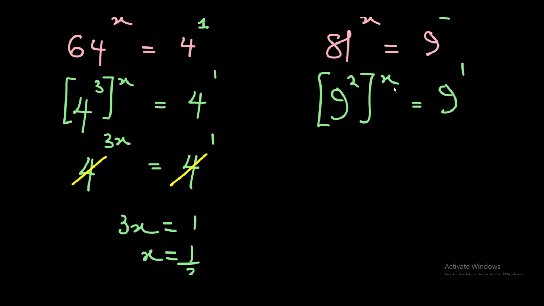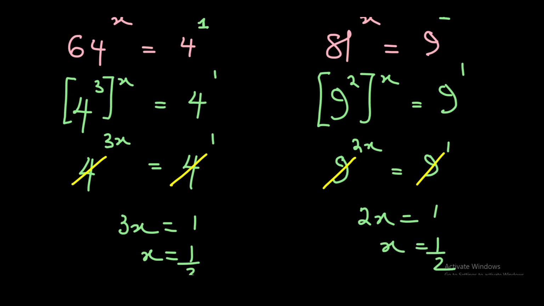And of course, you can expand using the laws of indices. So it's going to be 9 to the power 2 times x, which is 2x, and that equals 9 to the power 1. Again, on both sides you have 9 as the base, so you cancel that out, leaving the powers, which is 2x equals 1. Obviously, to get x you divide by 2, and x is going to be 1/2.